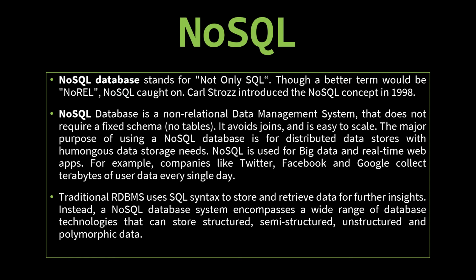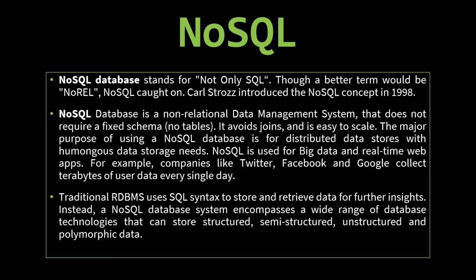Okay, the major purpose of using a NoSQL database is for distributed data stores with humongous data storage needs. We're still on distributed data stores, but now we're talking about the humongous data storage needs. NoSQL is used for big data and real-time web apps. For example, companies like Twitter, Facebook, Google, or all these big companies that have unstructured data. Obviously, not all data is structured so that we can easily use Hadoop. So that's why we need this NoSQL database.